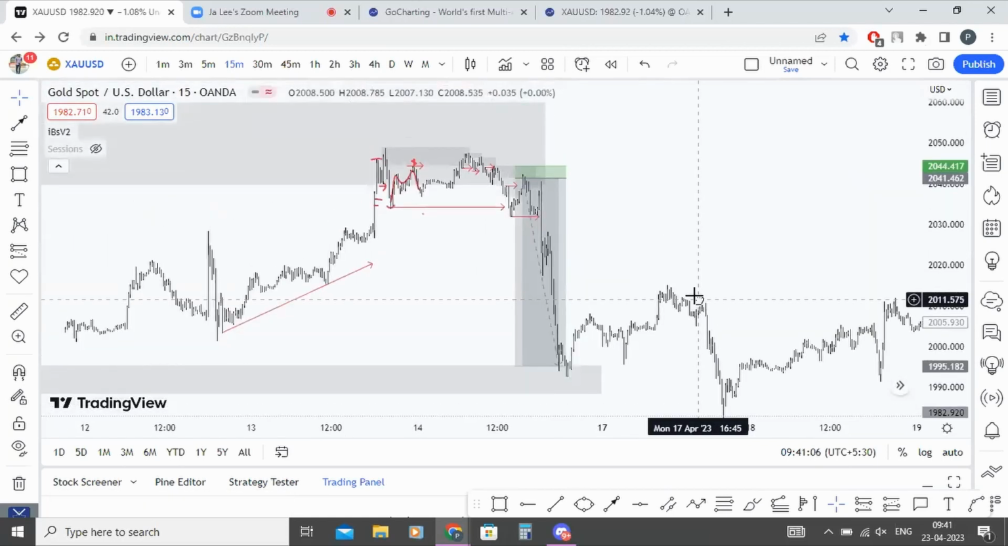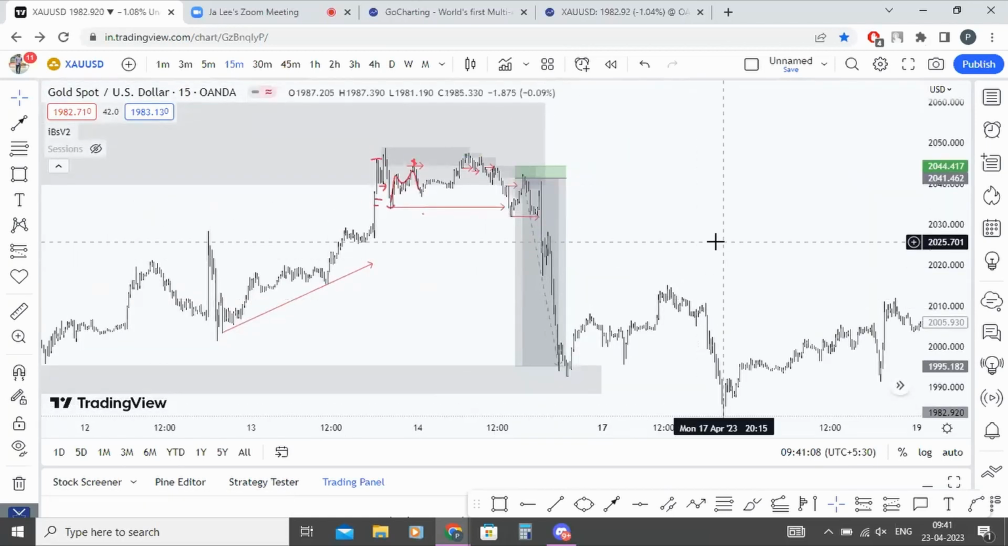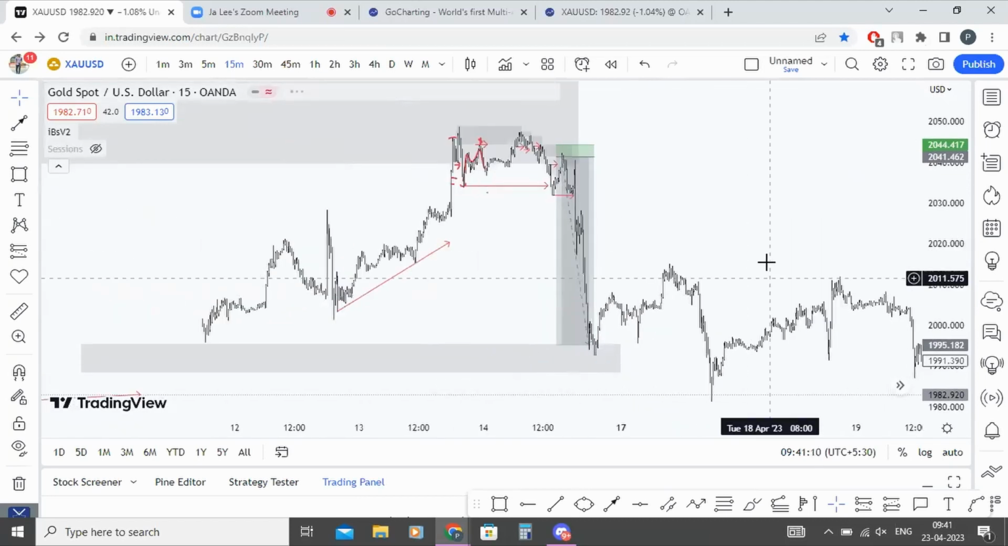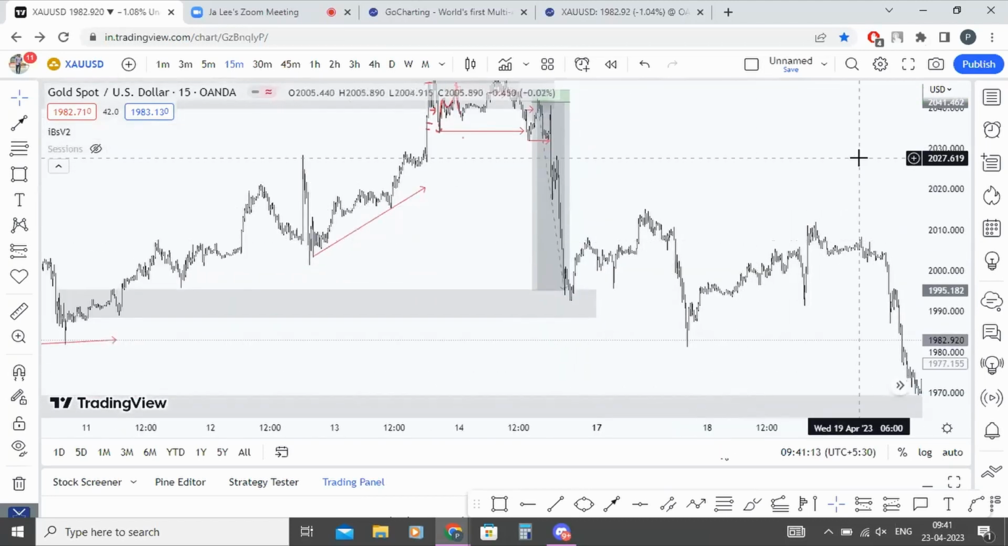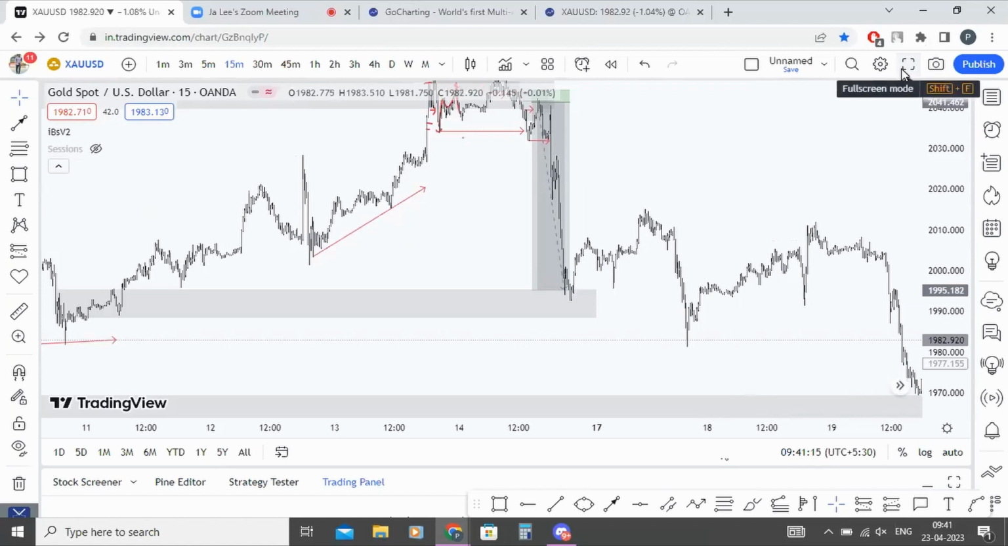Wasn't there another trade that you took as well, right? Yeah, there was another one. Wow, another sell.